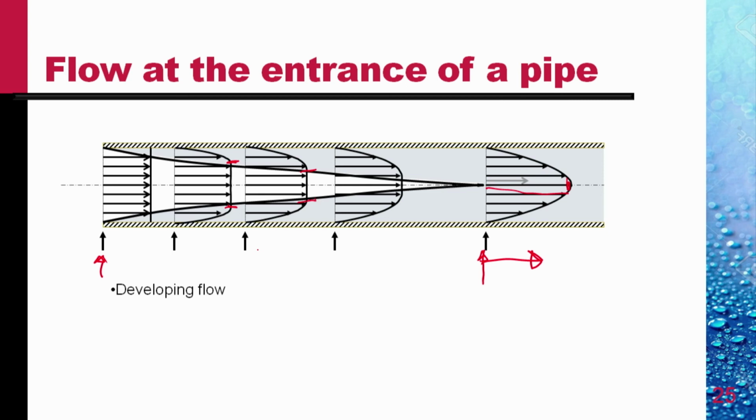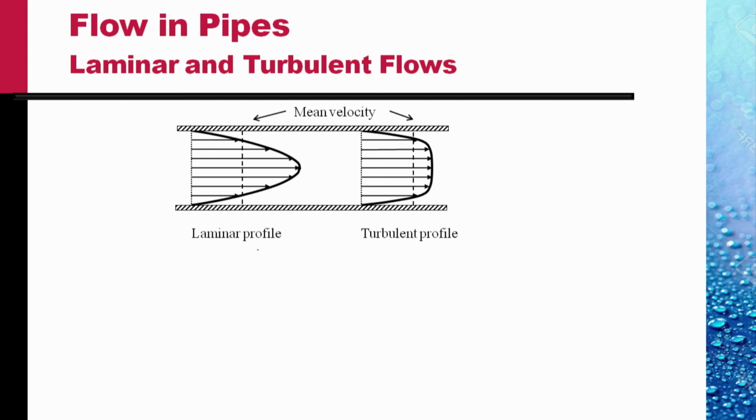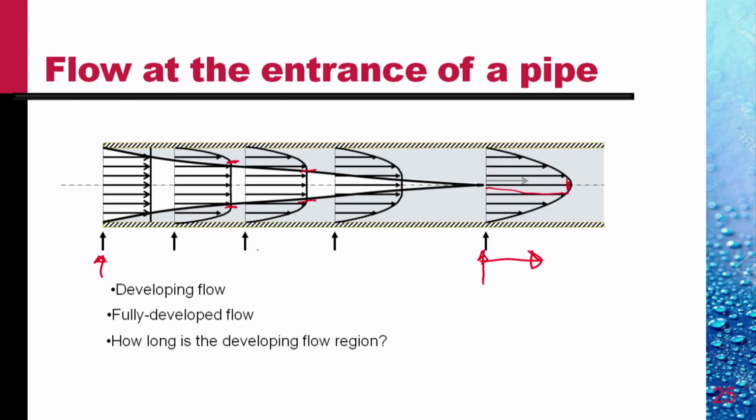Developing flow, and then fully developed flow after the velocity profile has once become parabolic and the viscous flow covers the whole region. How long is this developing flow region? The calculations have shown that this is proportional to the diameter of the pipe and to the Reynolds number.